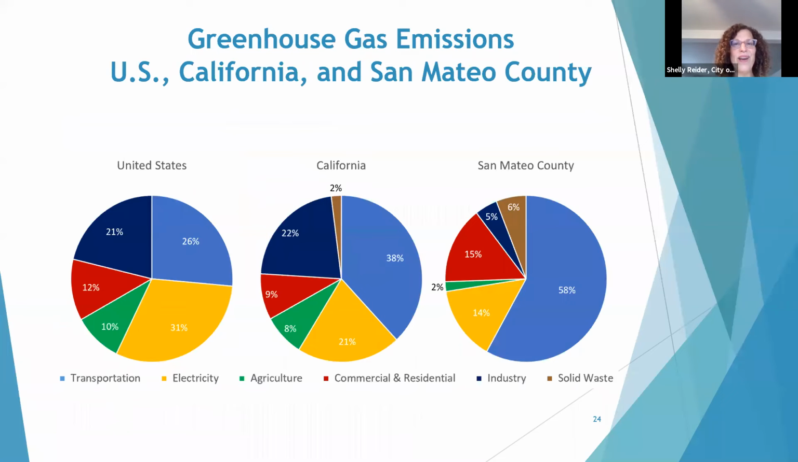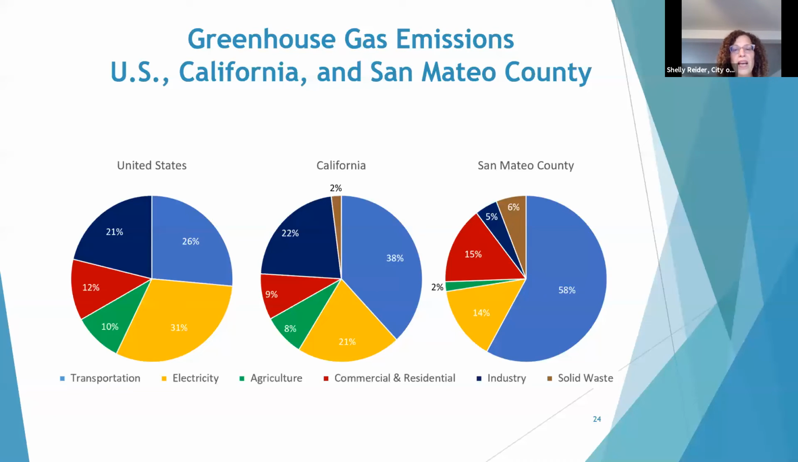This is a new slide I wanted to share with you, and this shows greenhouse gas emissions in the United States, California, and San Mateo County as a comparison. So I wanted to pick out a couple sectors within these charts. So let's look at electricity. That's the yellow portion of the charts. In the United States, electricity represented 31%, 21% for California, and 14% for San Mateo County. Let's look at transportation. That's the blue portion. US equals 26%, 38% in California, and 58% in San Mateo County.